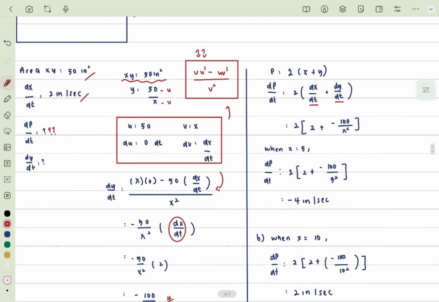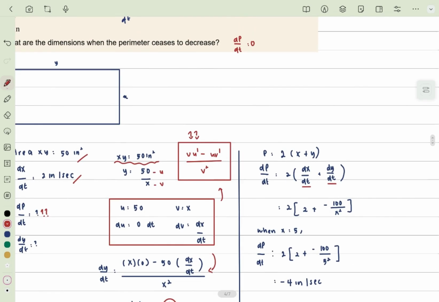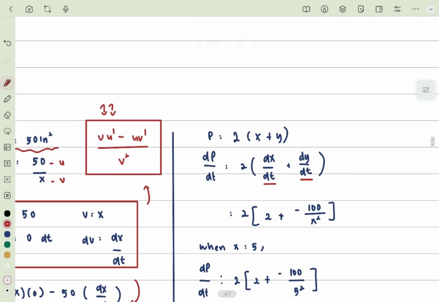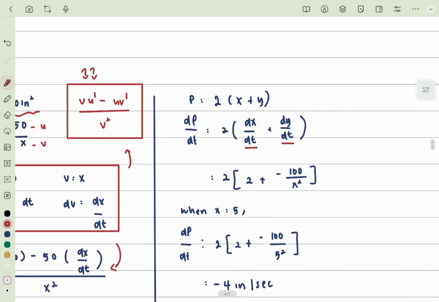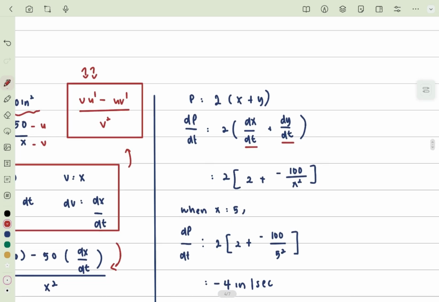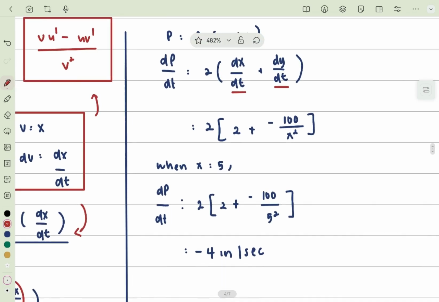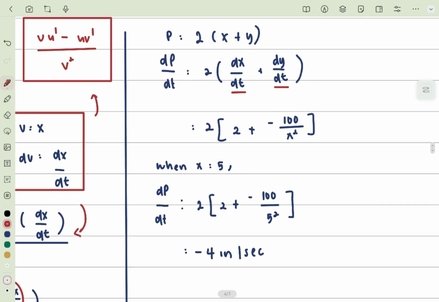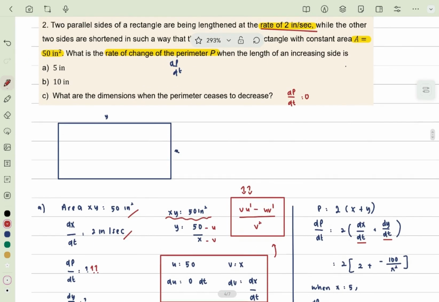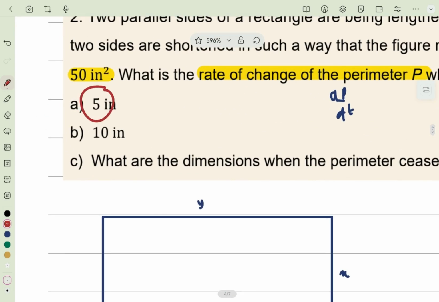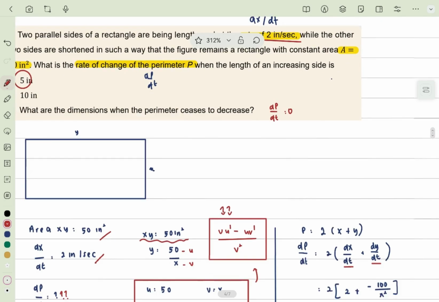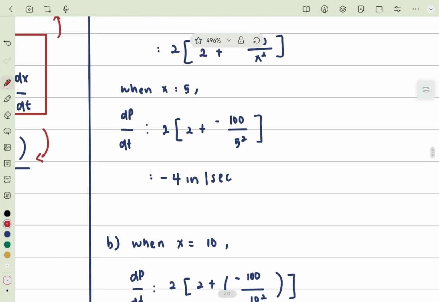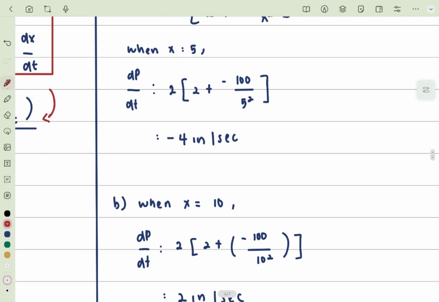So next we want to find the perimeter, right? So the formula for the perimeter is x plus y plus x plus y, so I simplify it, it will be 2x plus 2y. Next, we differentiate again to get dP over dt, and we get 2 dx over dt plus 2 dy over dt. So we just need to substitute the value, and we will find when x is equal to 5 for the first question, our dP over dt is equal to negative 4 inches per second.